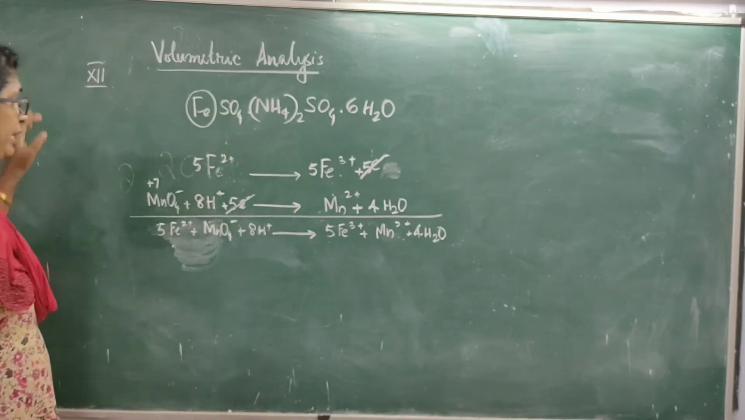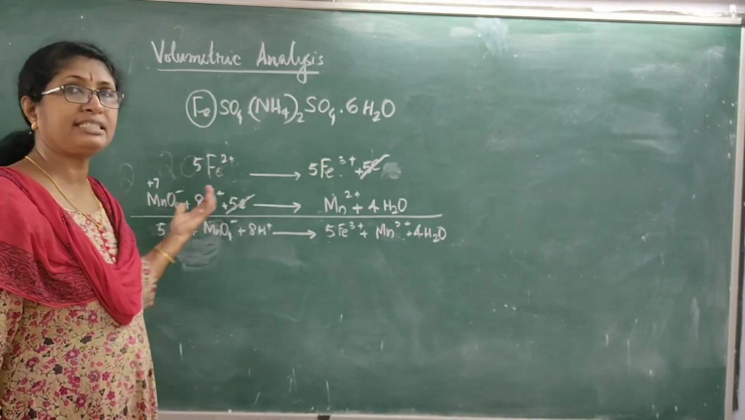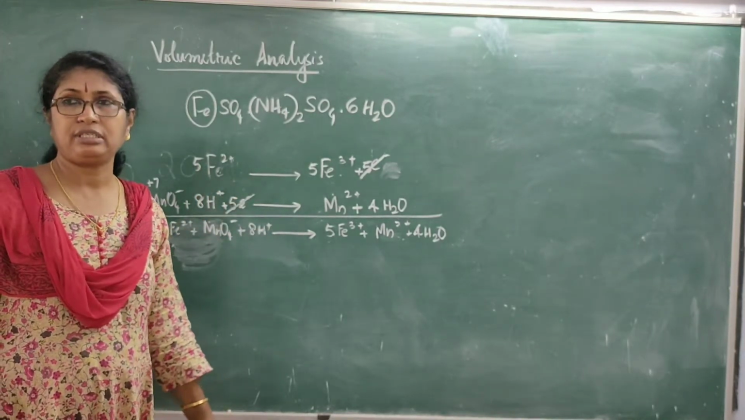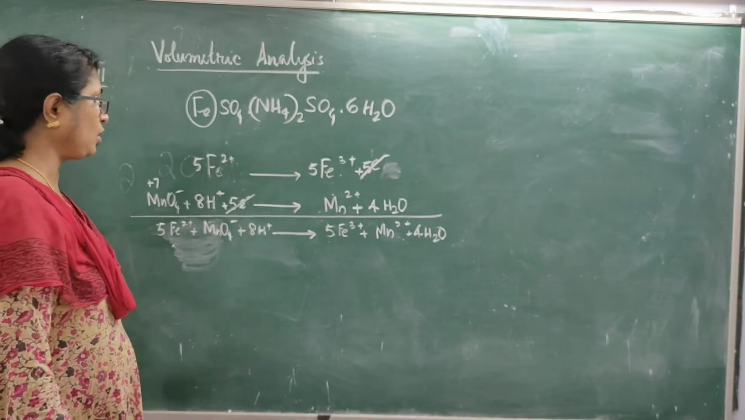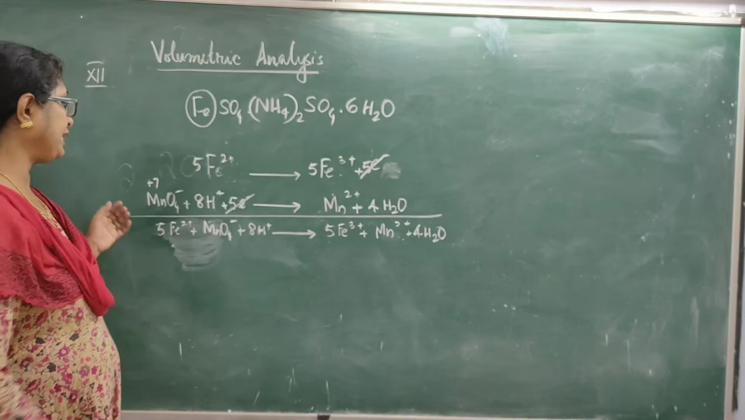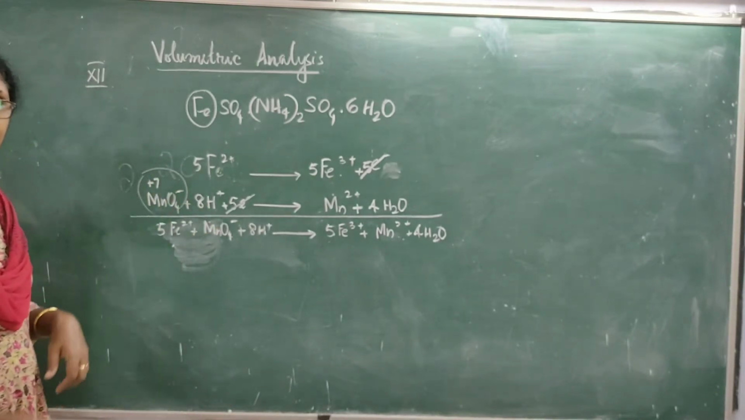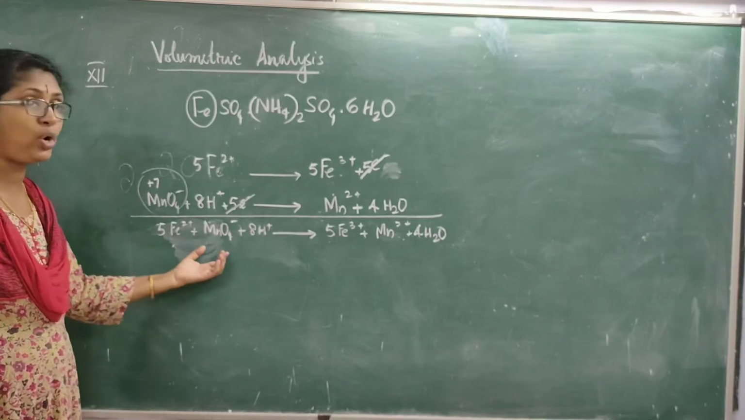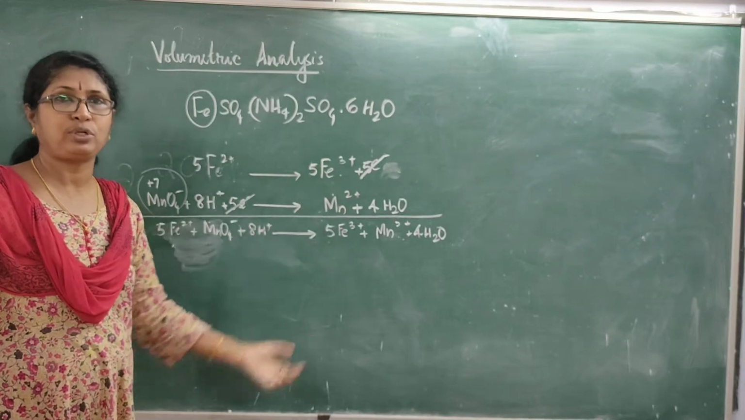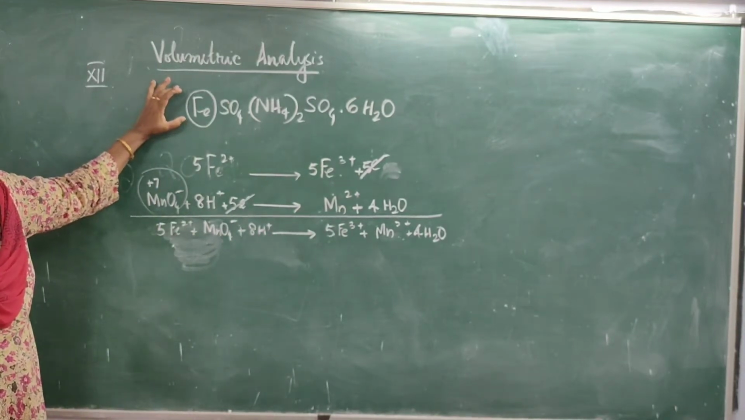Here Fe2+ is oxidized to Fe3+ and MnO4 minus is reduced to Mn2+. So this is a redox titration. A redox reaction is taking place, oxidation and reduction. We are going to find out the amount of potassium permanganate, or permanganate ion, in the solution using a standard Fe2+ solution, that is Mohr's salt solution. That is what we are going to estimate.